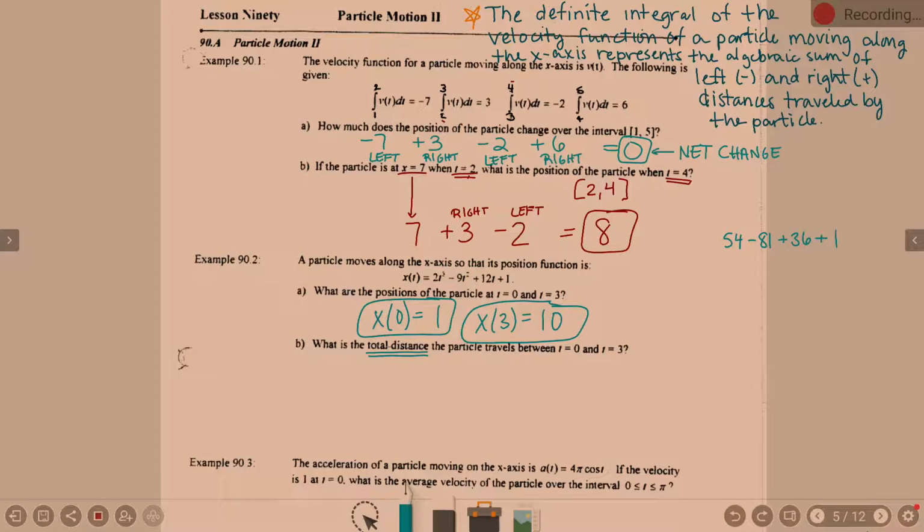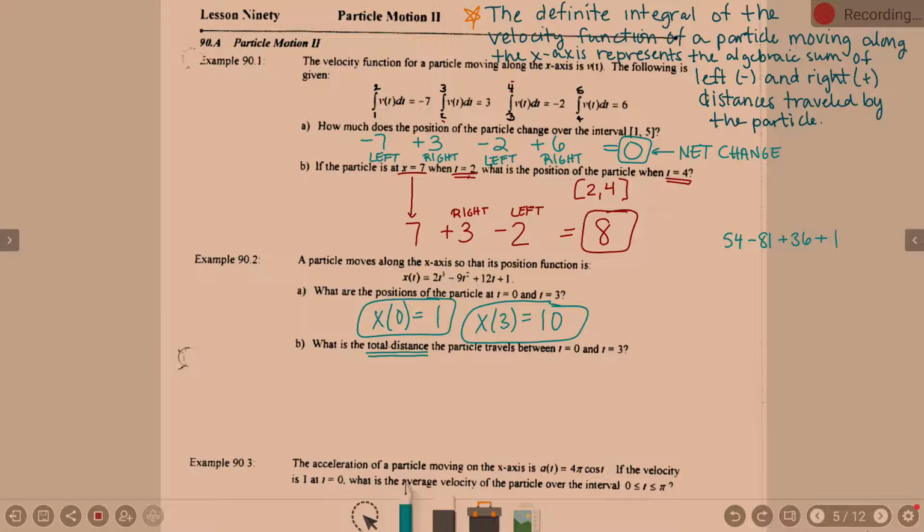Okay, so what we need to figure out is at what points might it stop and turn around and go the other way? Zero of the velocity. When does your velocity equal 0? Are we following this now? So what we need to figure out is velocity, and when does velocity equal 0, because those are going to be the points where my particle will change direction.